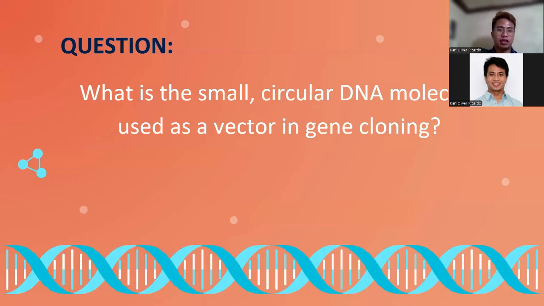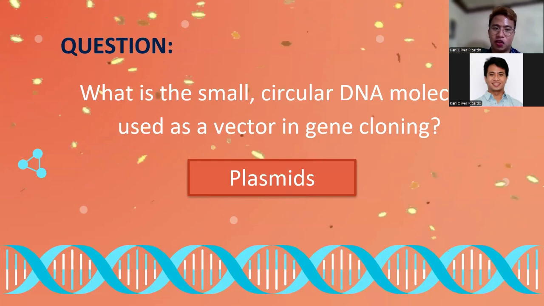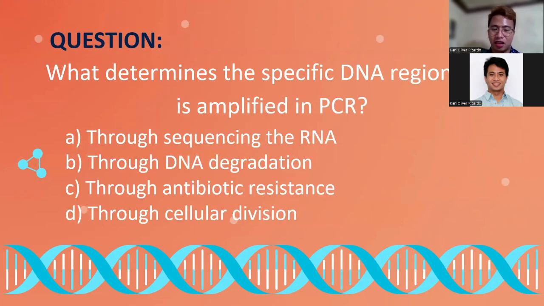So first question is, what is this small circular DNA molecule used as a vector in gene cloning? This is what we keep repeating earlier. We call that our plasmids. Okay? And then another question.